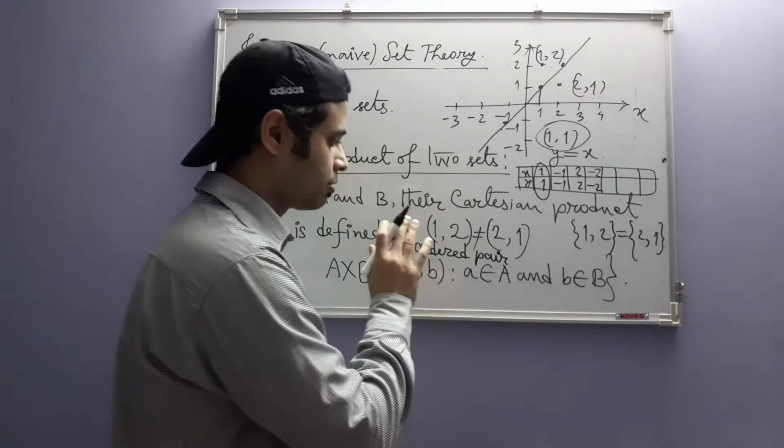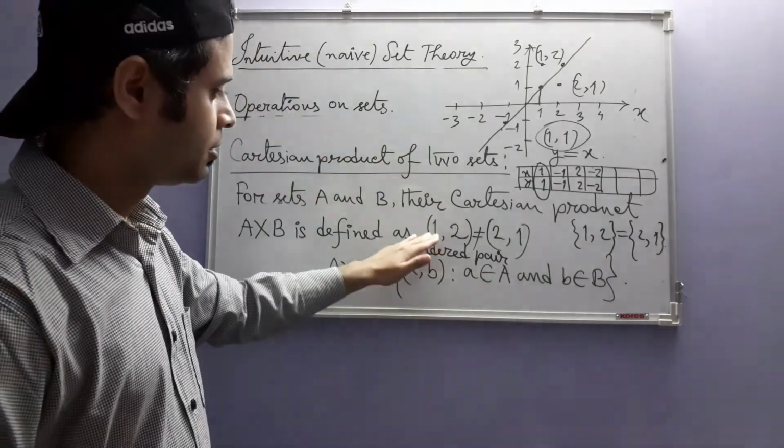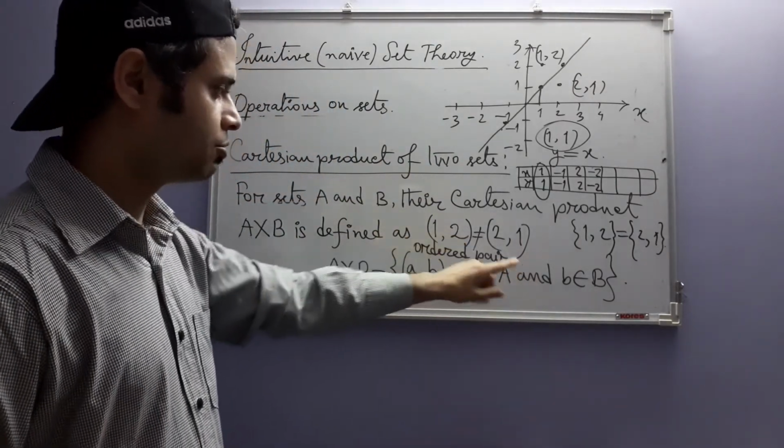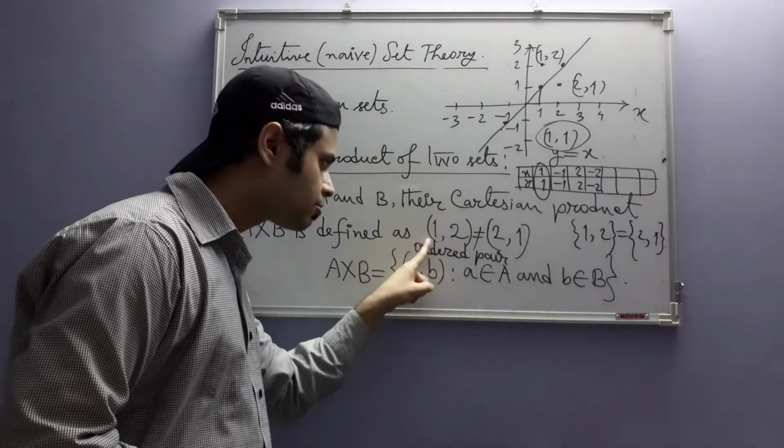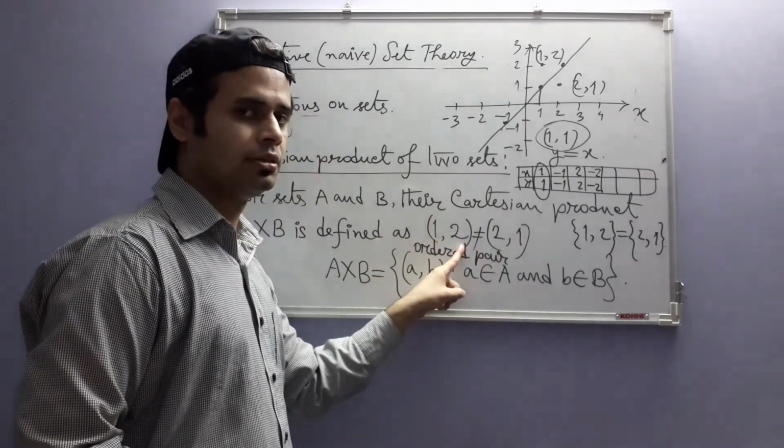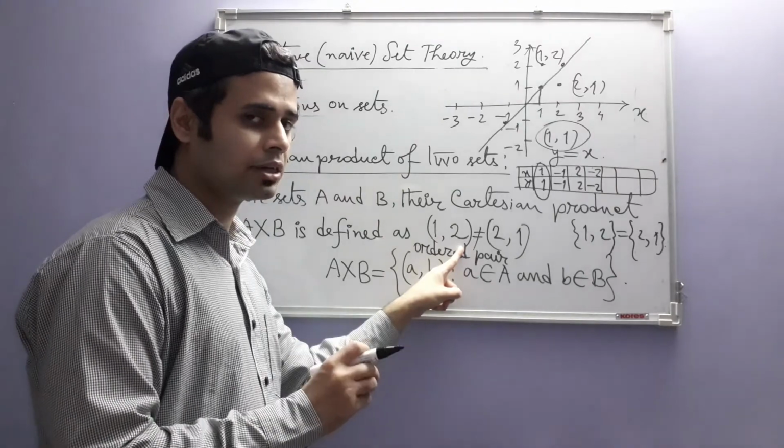Order matters. 1 comma 2 is different from 2 comma 1. There is a first coordinate and a second coordinate. That first and second, that matters.